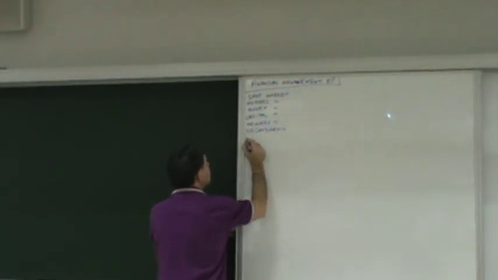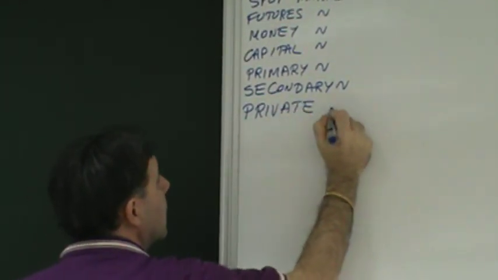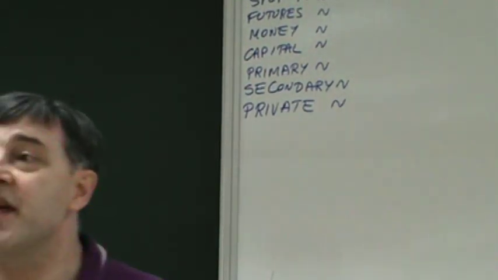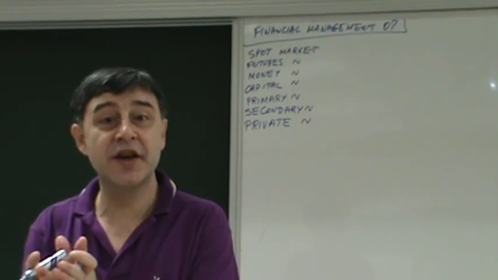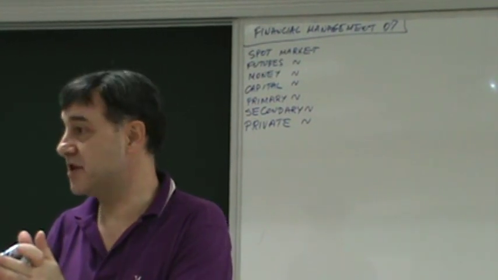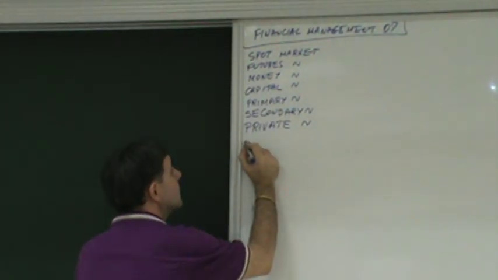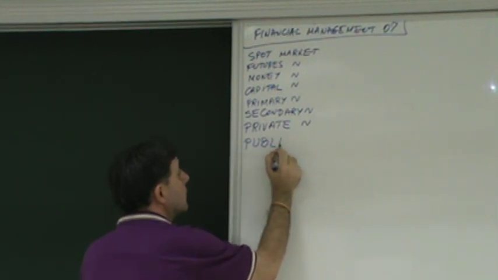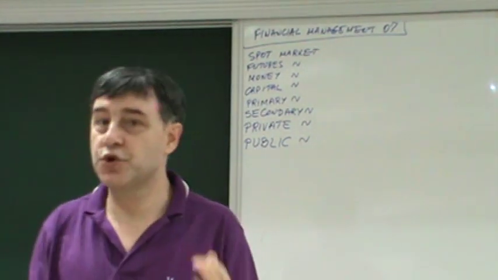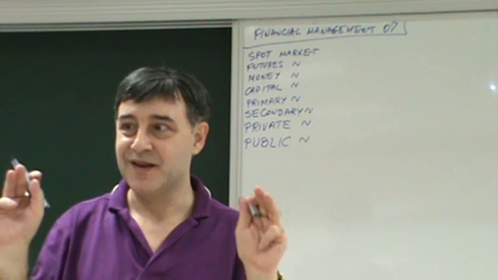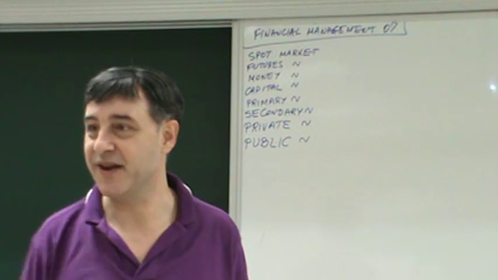Private market. Is a financial market restricted only to qualified participants. That's it. Public market. Financial market open to the public. The meaning of public is anybody. Anybody with cash, anybody with money.